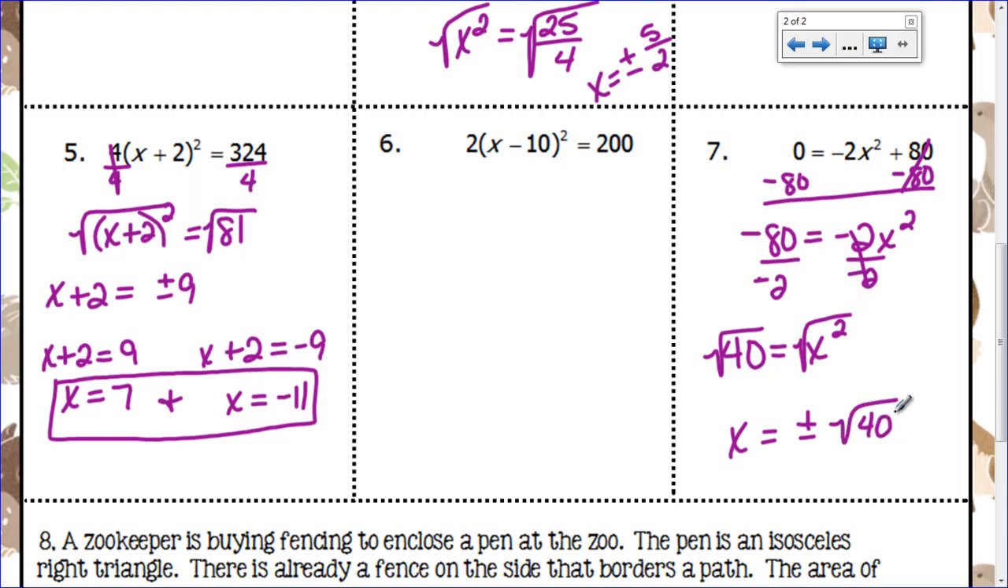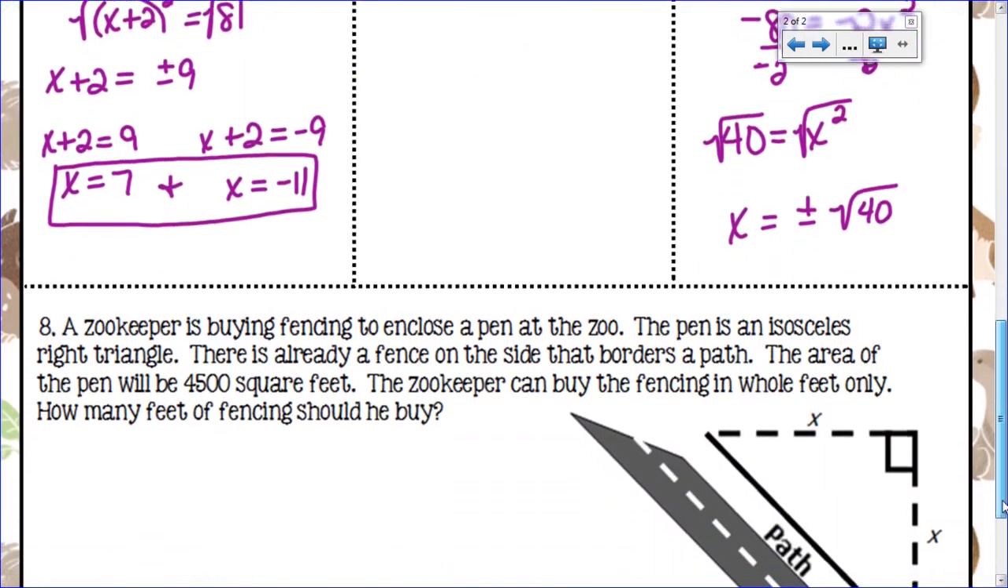And I'm just going to leave it under the radical symbol like that. I'm not going to actually figure out what it is, because the square root of 40 is going to be a 6 point some weird decimal, and I don't want to write all that down. I don't want to round, so we're just going to leave it as the square root of 40. Tomorrow we'll talk about how to simplify square roots, but we're not doing that now. We're just going to leave it just like that.